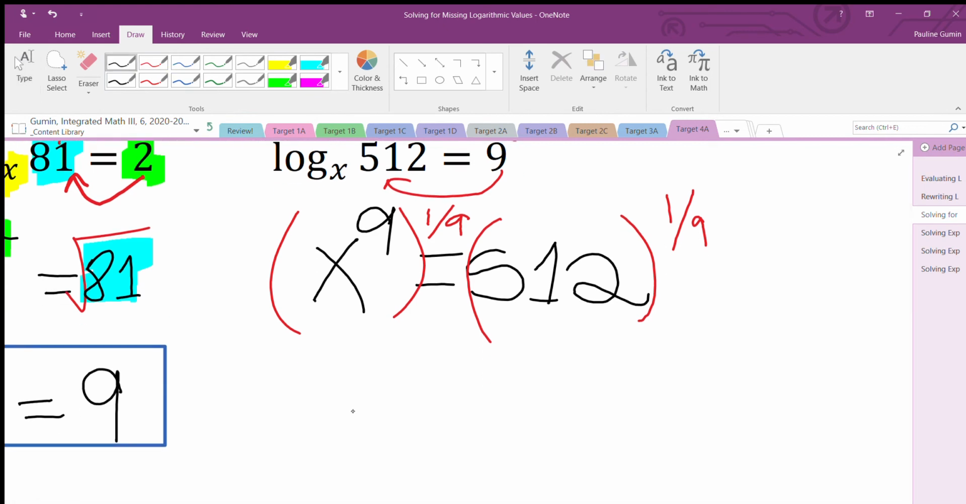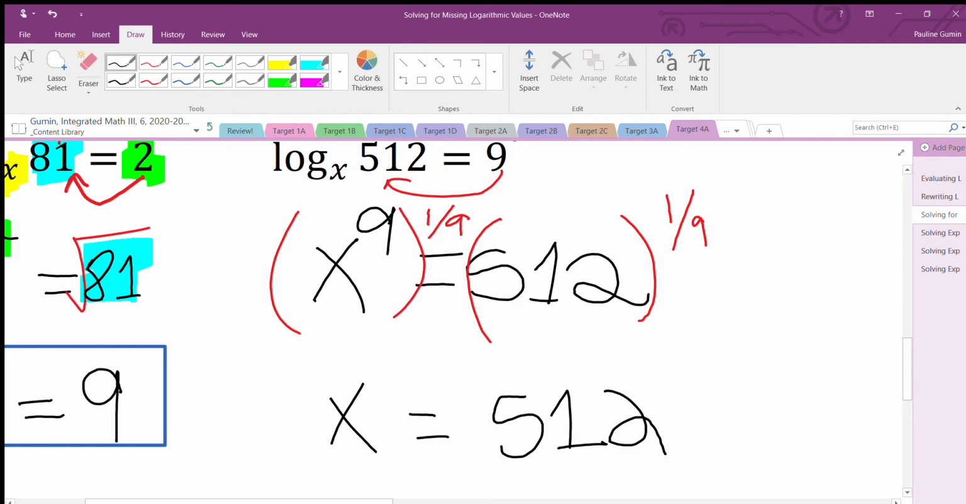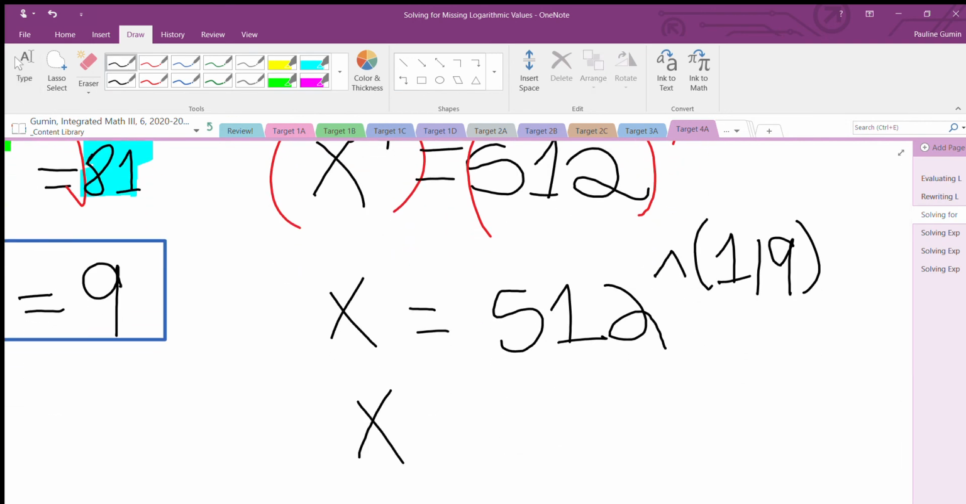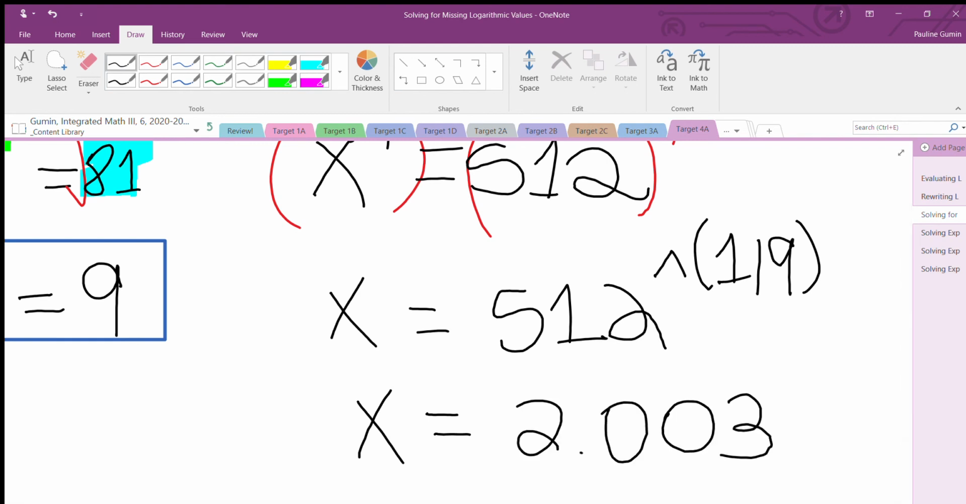Now, when entering into your calculator, make sure to enter it like this. 512, the little caret thing, and put 1 divided by 9 in parentheses. When I raise x to the 9th power and then to the 1/9, they cancel each other out. All right, let's input that into our calculators. Oh, not a nice number. 2.003. That's what I got. I hope you do too.